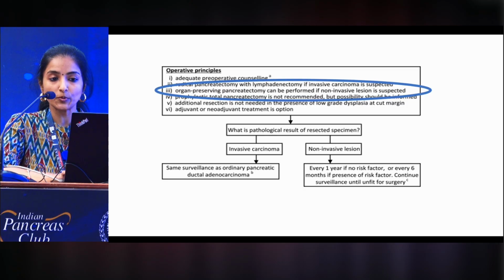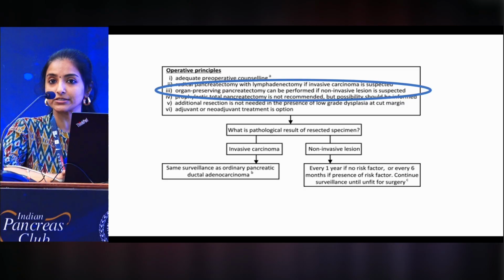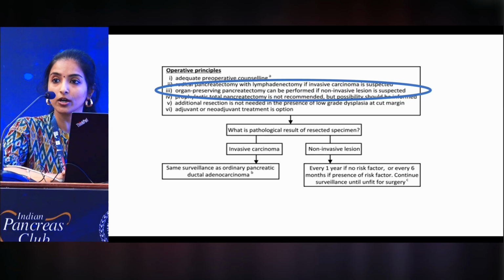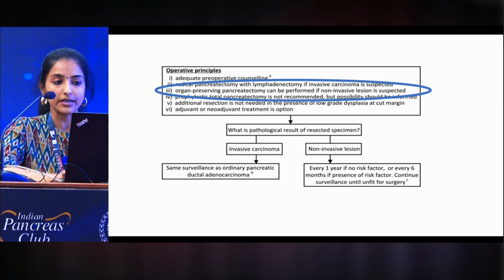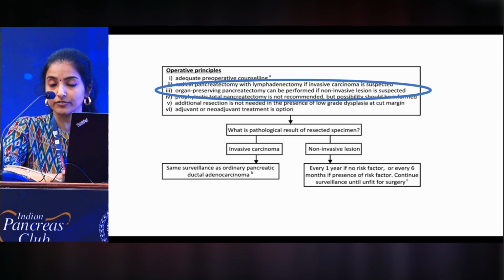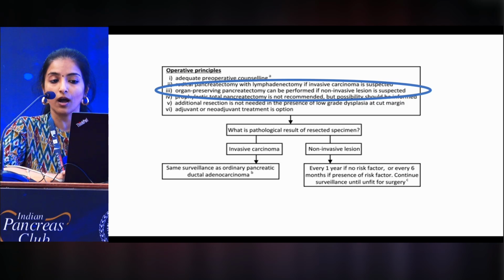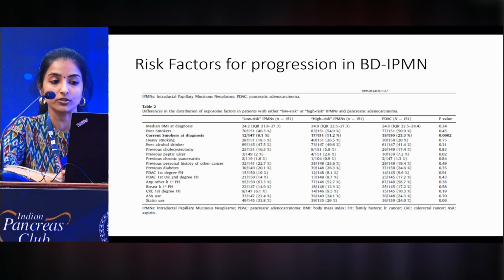Now, it has also put in some recommendations. Particularly interesting in the Kyoto guidelines is that they've said prophylactic total pancreatectomy without frozen section analysis is not recommended, and they insist on organ-preserving pancreatectomy for non-invasive lesions. The surveillance protocol after a resection will follow either the pathway of an invasive adenocarcinoma, or it will go back to the surveillance of a branch duct IPMN, depending on what the final histopathology is.